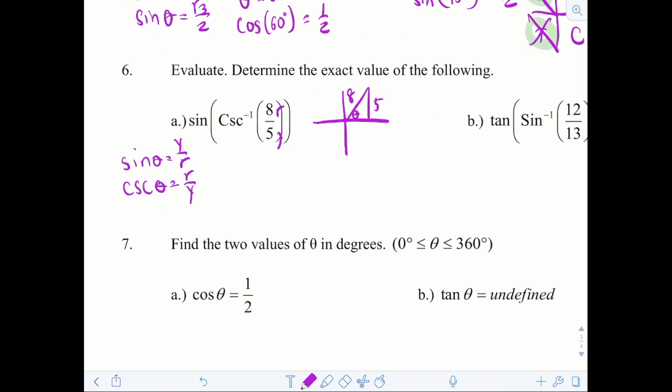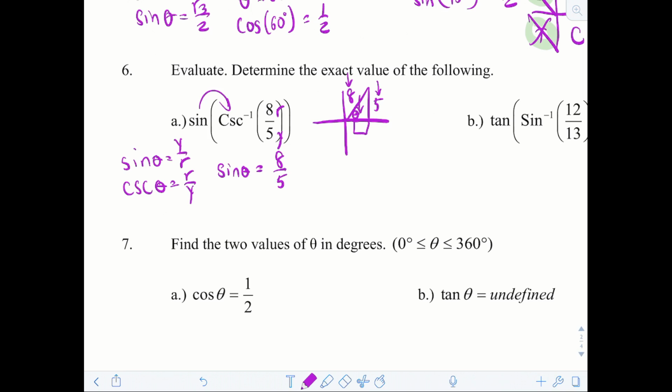Now, what else do I know? Well, I don't know too much else. I could figure out what the x value is, but really what I'm trying to say is, okay, that is theta, so what is sine of theta? Well, sine of theta is the y value over the r value, so it is 8 over 5.